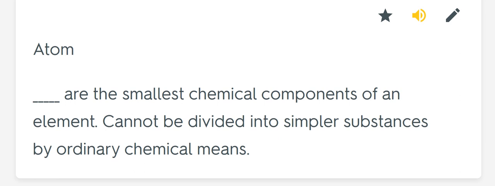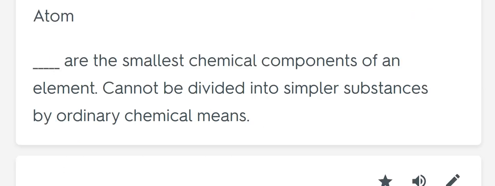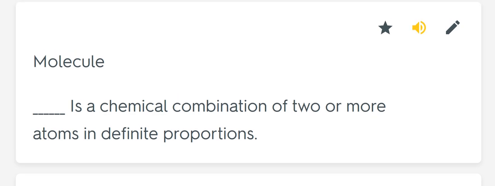Atom. Atoms are the smallest chemical components of an element, and cannot be divided into simpler substances by ordinary chemical means. Molecule. A molecule is a chemical combination of two or more atoms in definite proportions.